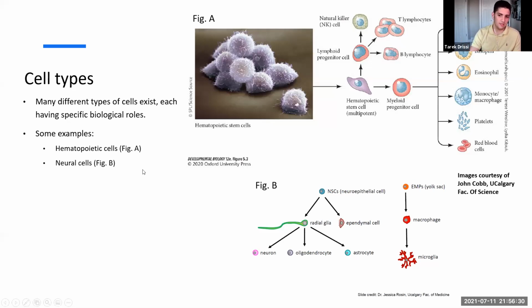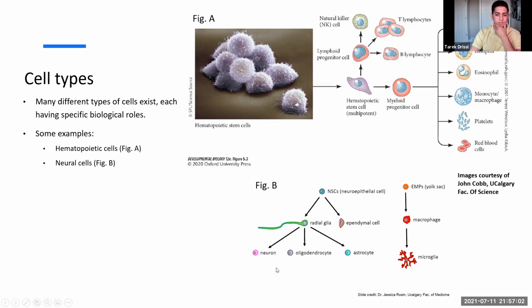Another example are neural cells. These are the cells that would be in your spinal cord, brain, and peripheral nervous system. They're responsible for allowing you to feel and sense your environment, and also think, because they're in your brain. Some examples include neuroepithelial cells, which are the stem cells. Those turn into radial glial cells or ependymal cells. And then those turn into either neurons, oligodendrocytes, or astrocytes.